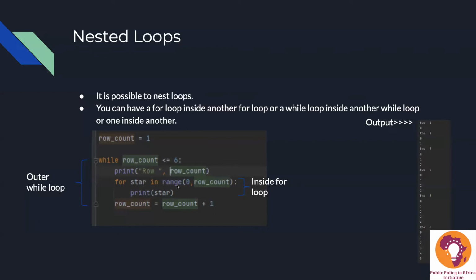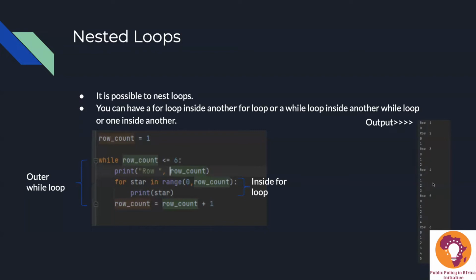Then for star in range 0 to 3, again, 3 is exclusive. So we'll have 0, 1, and 2 as the list that's returned by this range function. Then we iterate over that list. And we print out 0 on our first iteration of the for loop, 1 on our second iteration of the for loop, and 2 on the third iteration of the for loop. Now we've exhausted the range of numbers returned by range, so we exit that for loop, and then we increment row count again. So now row count has the value 4. 4 is less than or equal to 6. We print row 4. Come in here for star in range 0 to 4, again exclusive. So this is going to return a range of numbers 0, 1, 2, and 3. So we'll iterate over those.